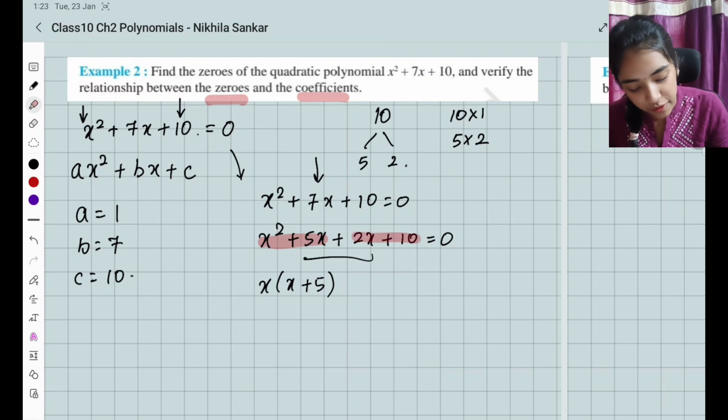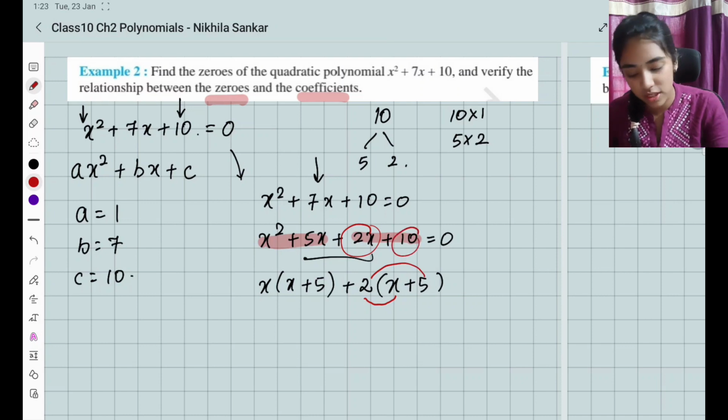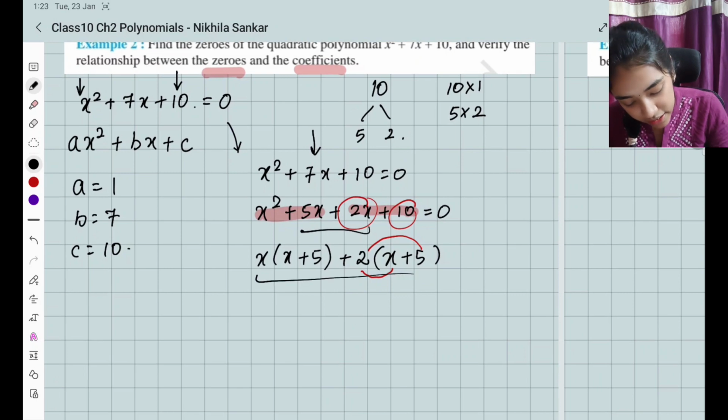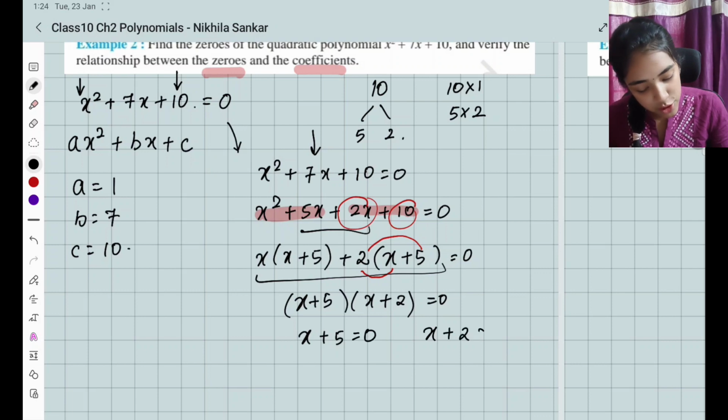Now from these two terms I am going to take x common, then I have x into x plus 5. Now I need x plus 5 from this also. So if I need x plus 5 here too, what should I multiply it with? We have to multiply by 2. So does it come back now? When I multiply this inside I have 2x, and multiplying this I have 10. Okay, so this method is called splitting the middle term. You guys know this. Now if I take x plus 5 outside, I'm going to have x plus 2 that is remaining. Now if we equate both individually, I have x plus 5 equals 0 and x plus 2 equals 0. So from this we have x equals minus 5 and x equals minus 2.